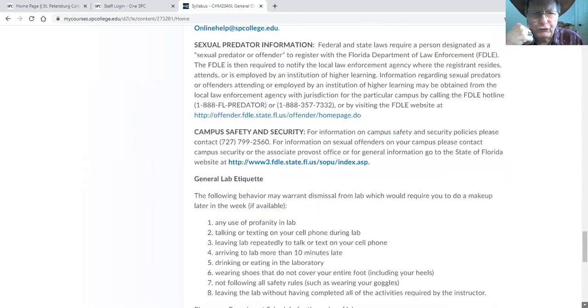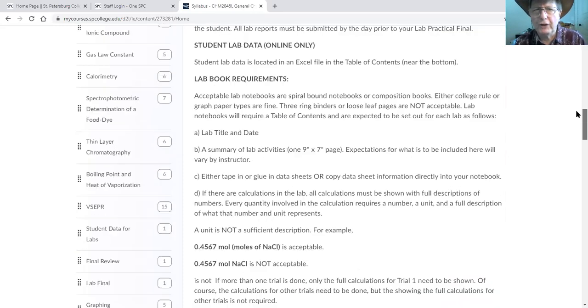Yeah. This other stuff is full of fluff. Okay? As with any syllabus, it's full of fluff.